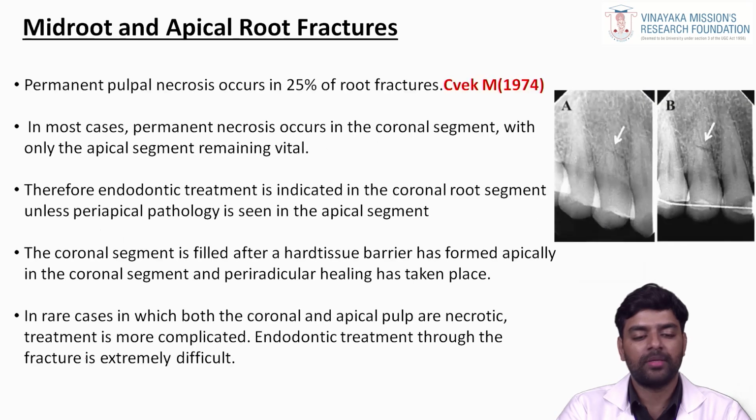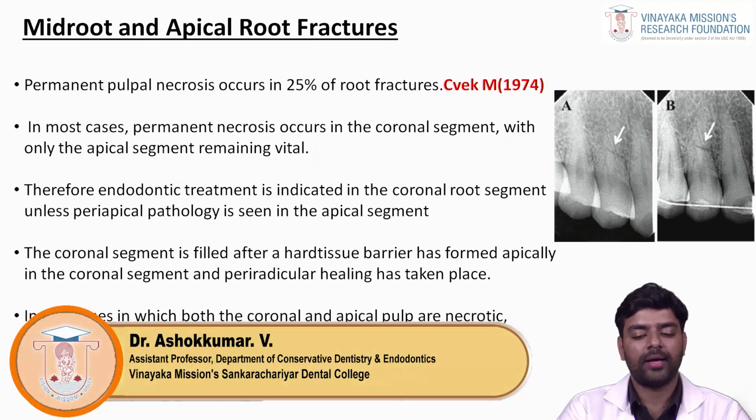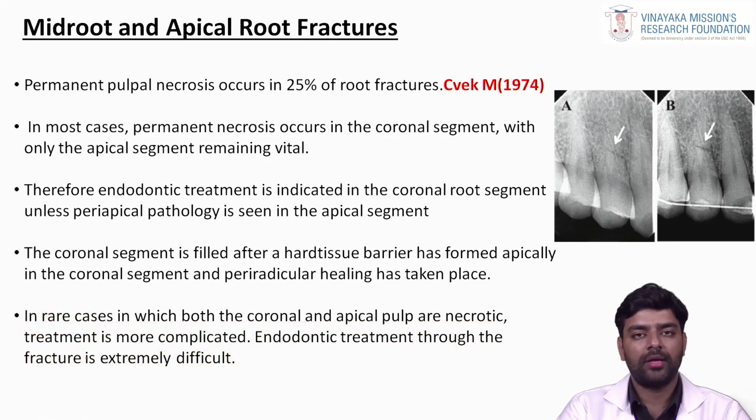Then mid-root and apical root fractures in mature teeth: permanent pulp necrosis occurs in 25% of root fractures. In most cases, necrosis occurs in the coronal segment with only the apical segment remaining vital. Therefore, endodontic treatment is indicated in the coronal root segment unless periapical radiolucency is seen in the apical segment. The coronal segment is filled after a hard tissue barrier has formed apically in the coronal segment and periradicular healing has taken place.